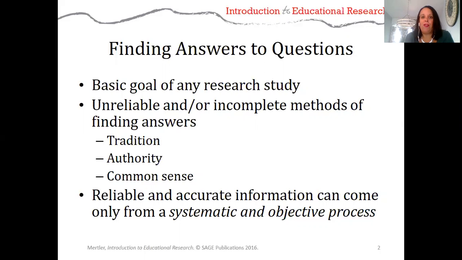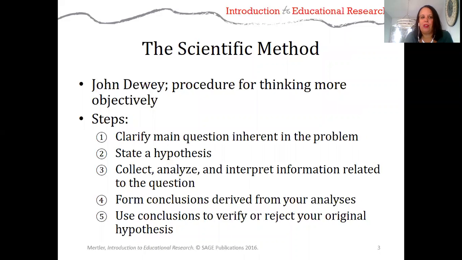The way that you go about finding answers to your question in educational research is it's usually a systematic and objective process. You want to get reliable and accurate information to come from a systematic and objective process. What's not a good way to answer your questions in educational research is tradition, meaning it's the way we've always done things. Authority, because someone else said that this is why something is the way it is. Or common sense is a good thing, but in terms of research, just relying on your common sense without actually doing a systematic process to examine things is not the best way to find answers to your questions.